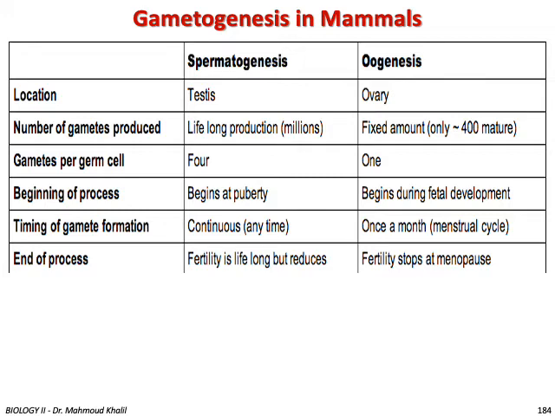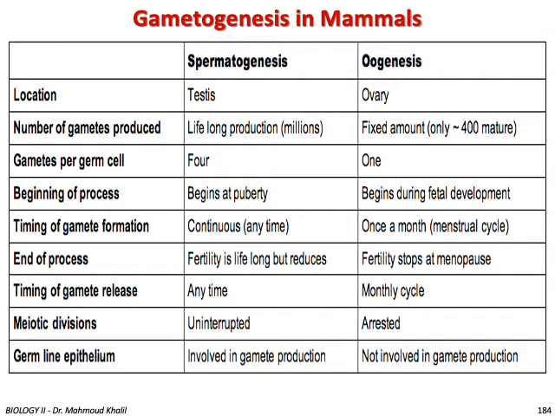The timing is continuous for the male, anytime, but the female is controlled. There is a menstrual cycle once a month. Fertility is lifelong but reduced in the male, while fertility in the female stops at menopause. The timing is any time for spermatogenesis, while for female oogenesis it is a monthly cycle. The meiotic division is uninterrupted, but in oogenesis the meiotic division is arrested until the sperm comes in contact with the ovum. The germline epithelium is involved in gamete production in spermatogenesis, while in oogenesis it is not.